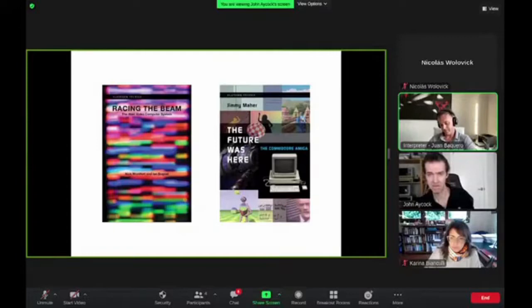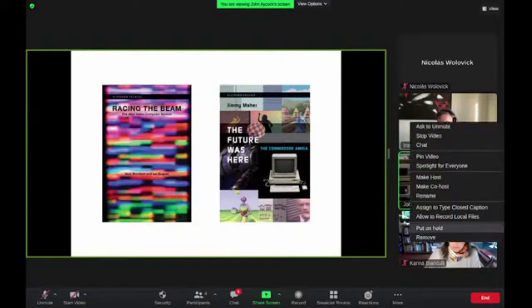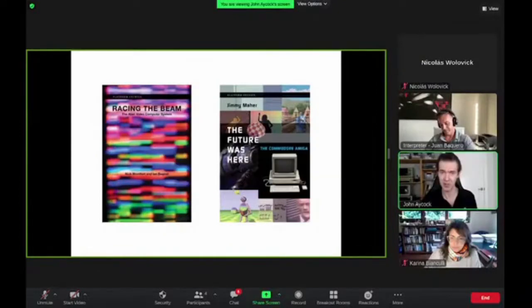These books use the different computer platforms, the Atari 2600, the Commodore Amiga, and they use these to connect with ideas about culture and expression. And I read these books, and the last piece of the puzzle fell into place.